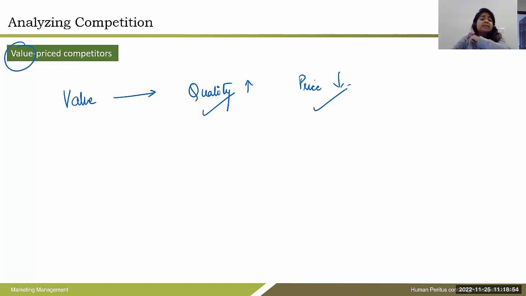So you have to analyze all your competition. You have to see whether they are giving the same quality at a lesser price, more price, what. So this stage is called analyzing the competition.